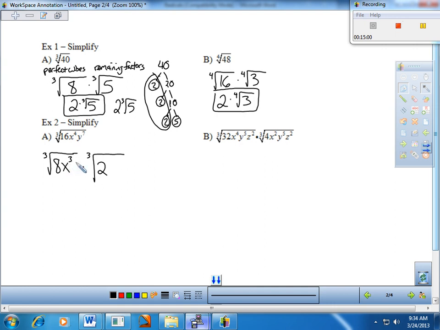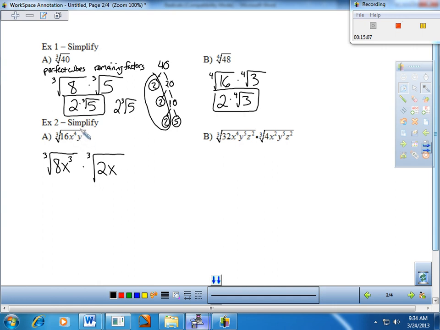And x cubed times what would give me that x to the fourth? Has to be x to the first. Is that okay? So perfect cube in here, and that's why we made that list, to make this nice and easy for you.